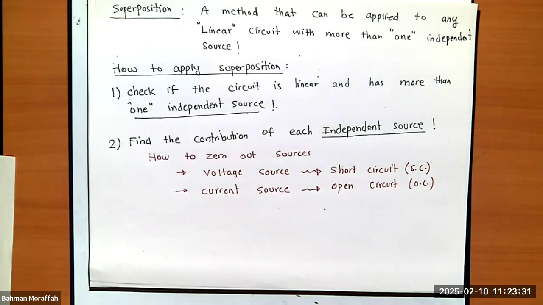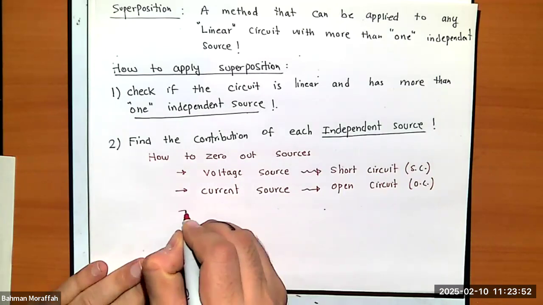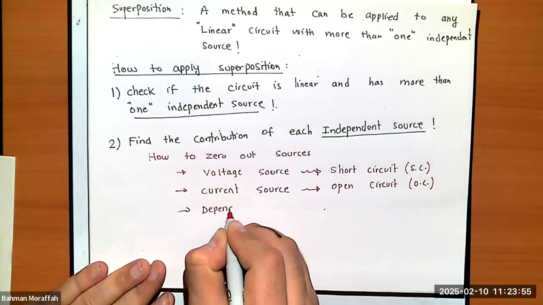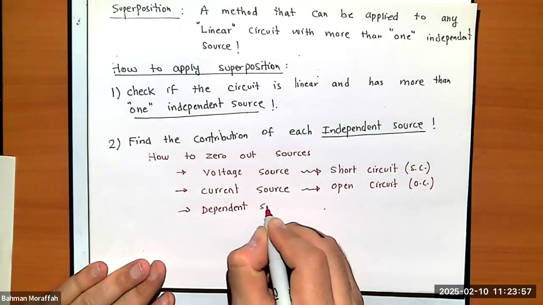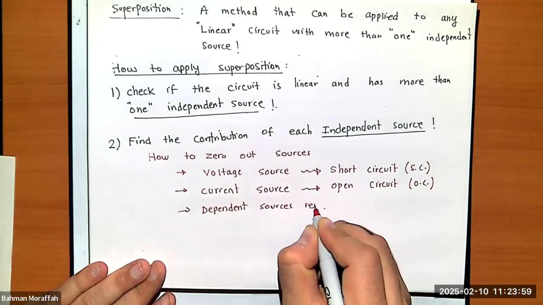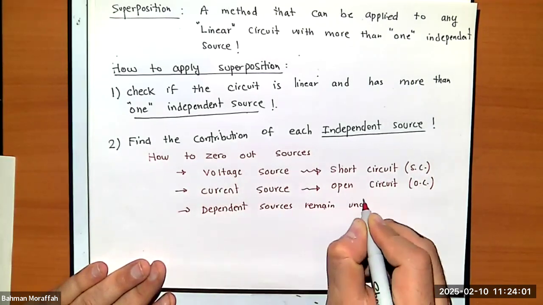What happens to my dependent sources? Well, keep that in mind. Dependent sources, the value for it depends on something else in the circuit. So I cannot zero them out. If I have a dependent source, it remains unchanged. I'll leave it the way it is. I do not change it.